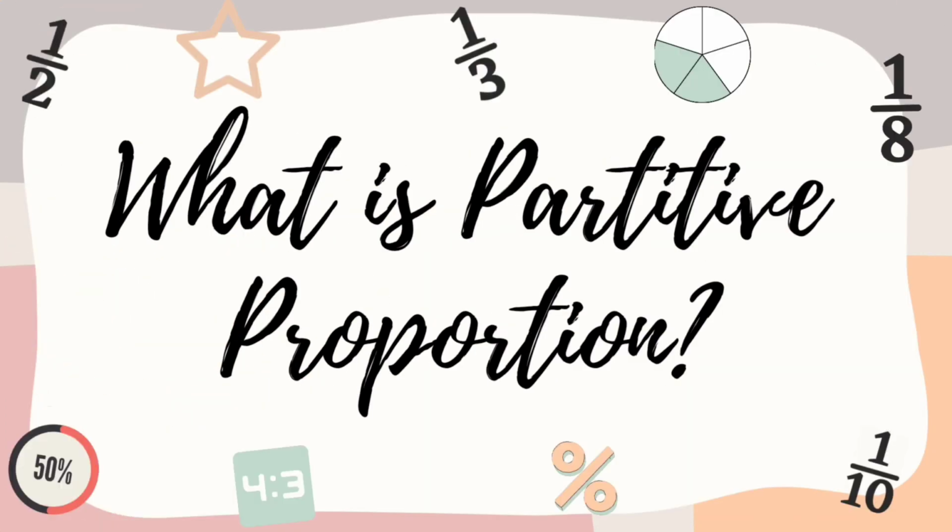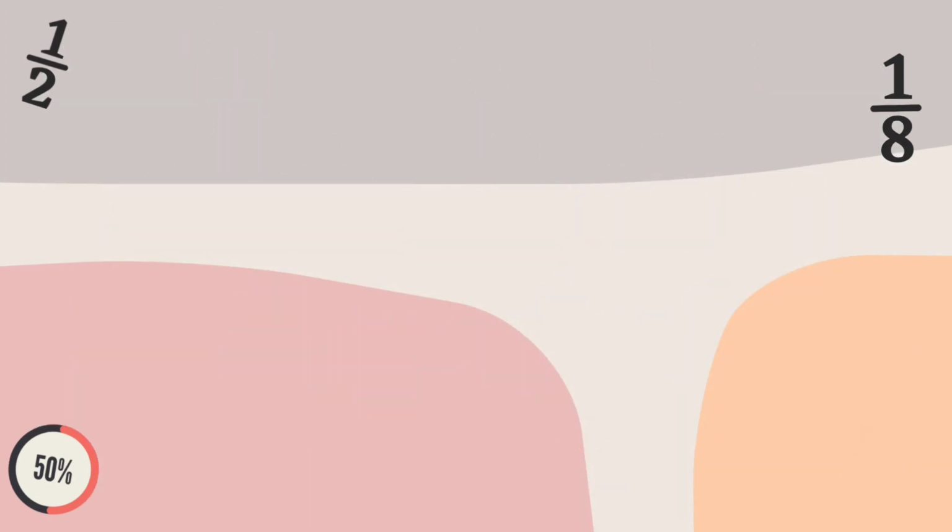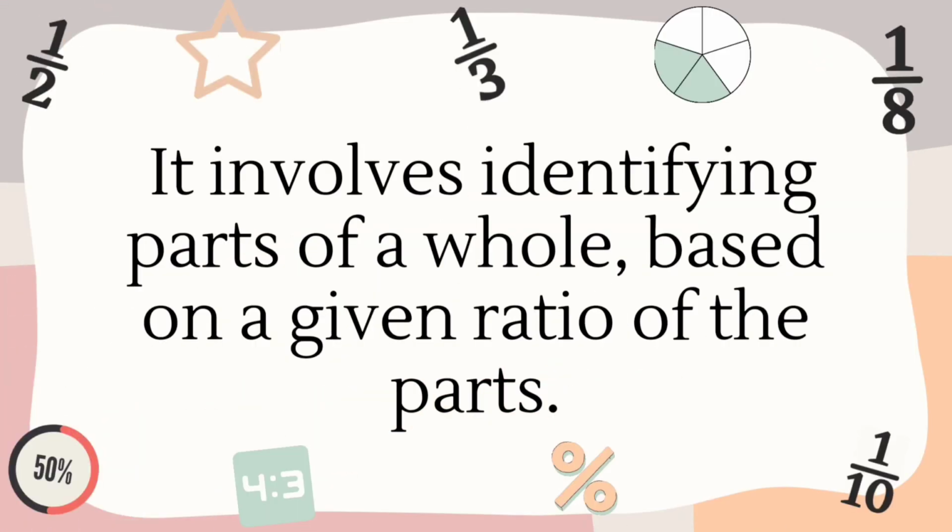Partitive proportion. It involves identifying parts of a whole based on a given ratio of the parts.